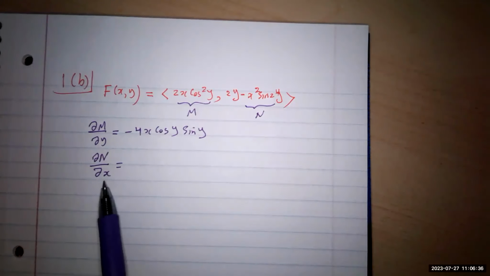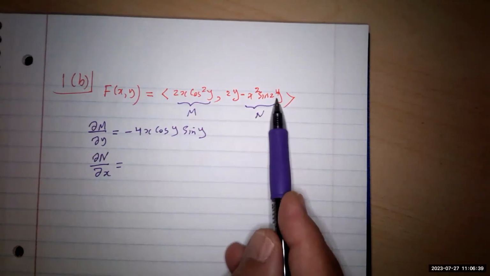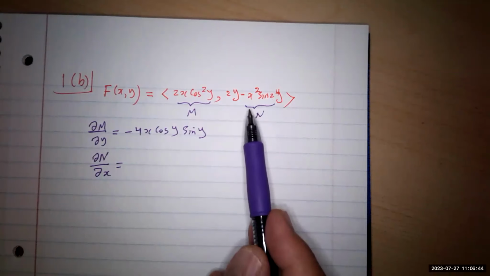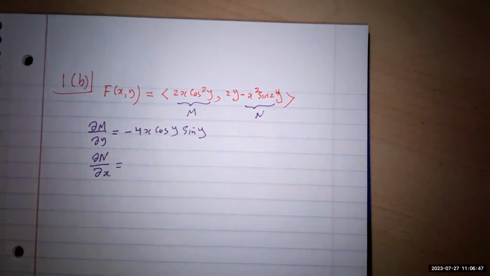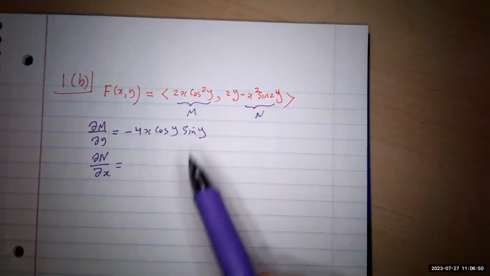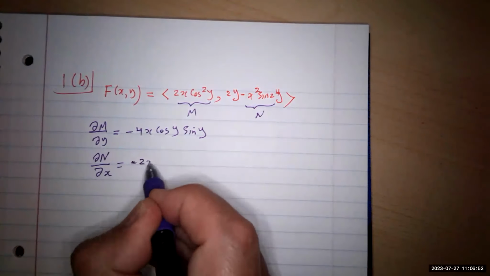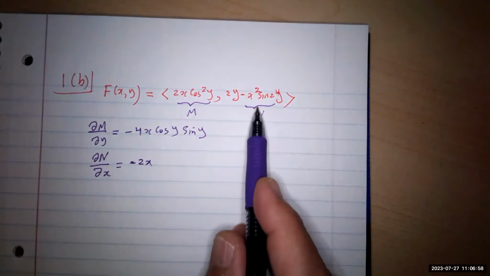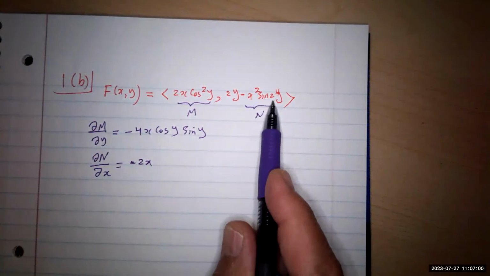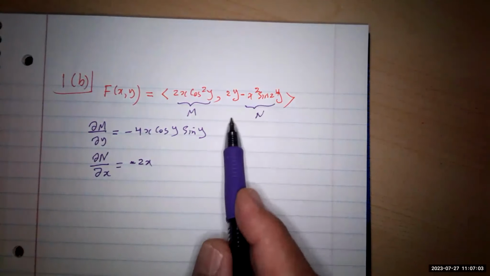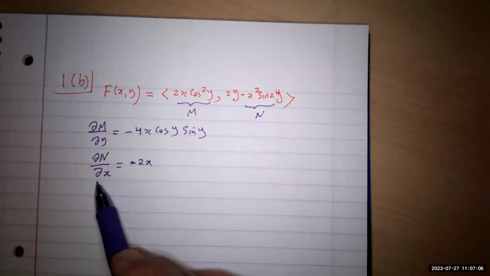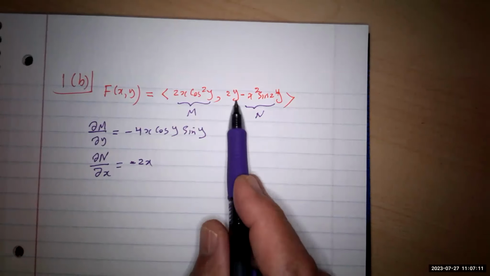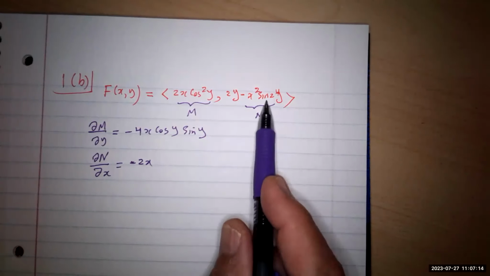Okay, derivative with respect to the x, you don't have to use the product rule. Derivative of negative x squared would be just simply negative 2x. So that gives you a negative 2x, and now differentiate the sine of the y with respect to the x. So this would be 0, and this is going to be negative 2x.